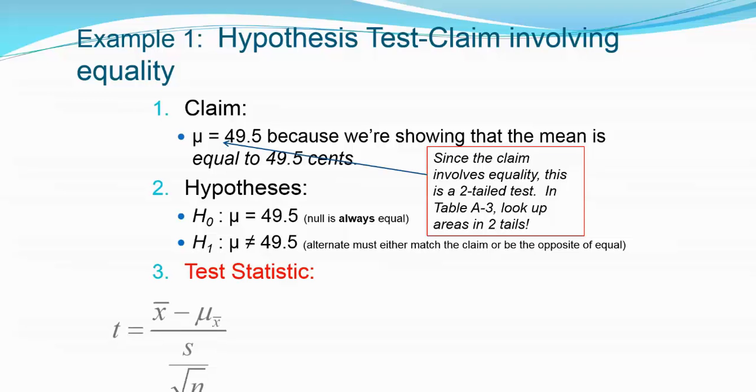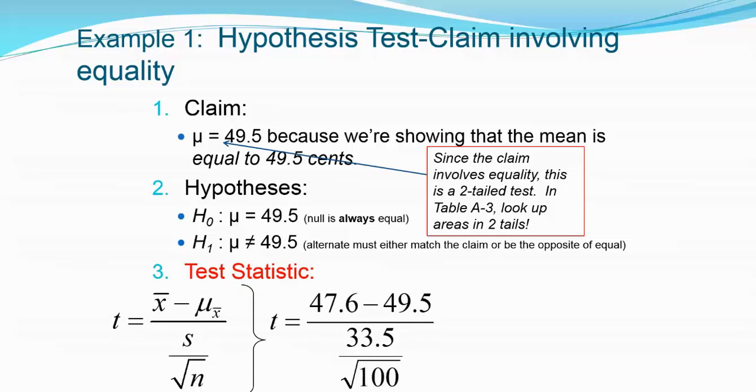Now let's set up the test statistic. So we have t equals sample mean minus claim mean. So we have 47.6 minus 49.5 divided by sample standard deviation, and that's divided by the square root of 100. So you can enter this in separately in your calculators, or you can enter it in one step as well. Always round t to 3 decimal places. So we get negative 0.567.